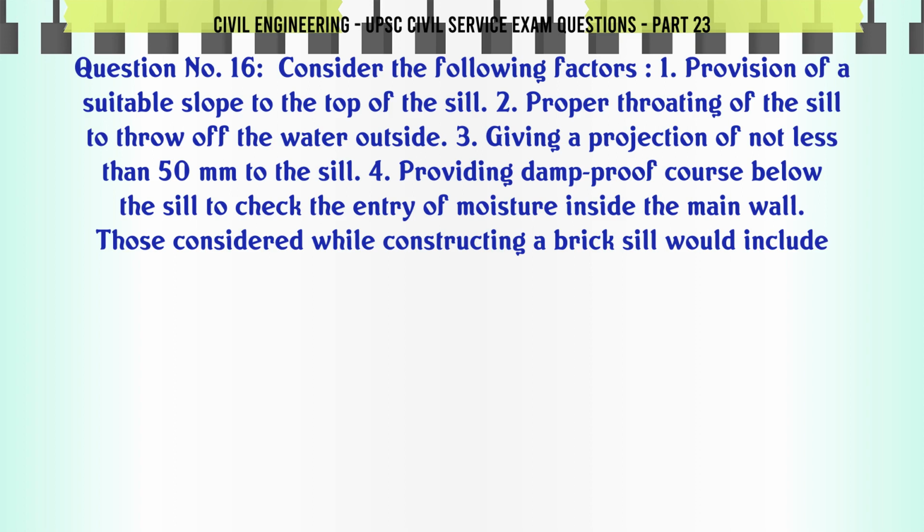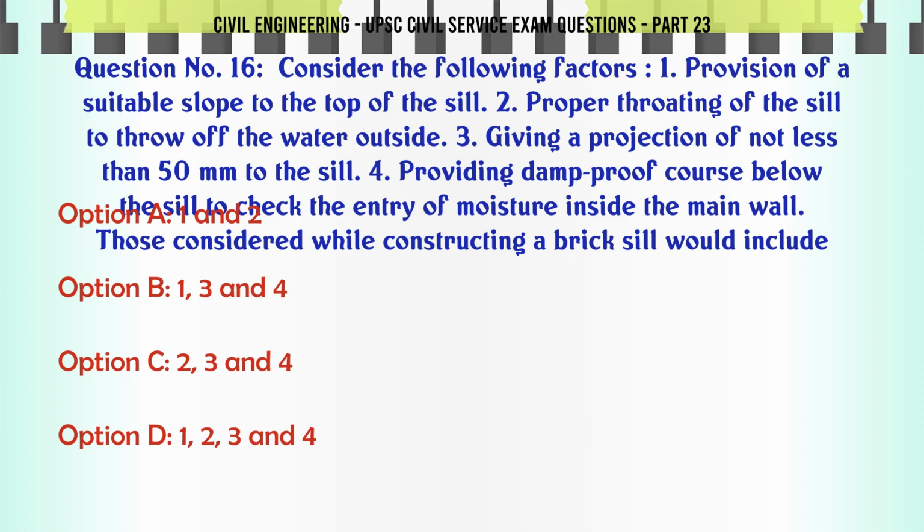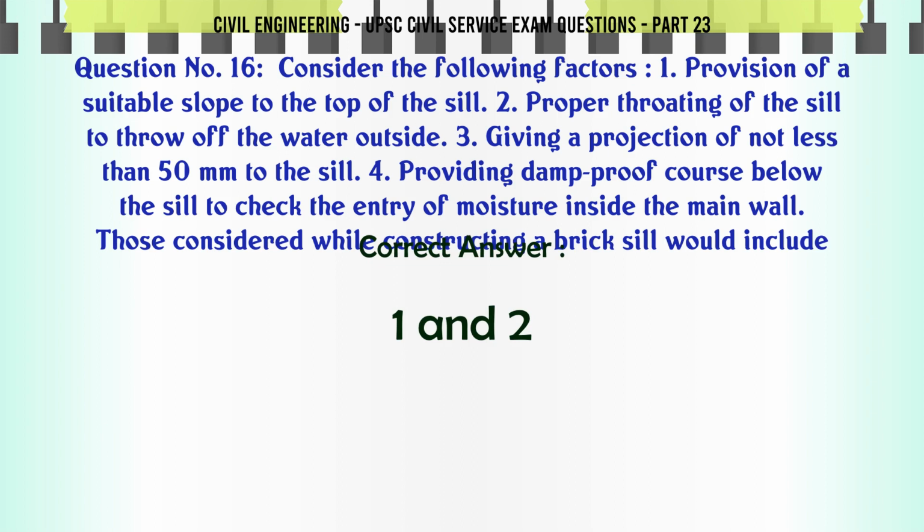Consider the following factors. 1. Provision of a suitable slope to the top of the sill. 2. Proper throating of the sill to throw off the water outside. 3. Giving a projection of not less than 50 mm to the sill. 4. Providing damp-proof course below the sill to check the entry of moisture inside the main wall. Those considered while constructing a brick sill would include A. 1 and 2, B. 1, 3 and 4, C. 2, 3 and 4, D. 1, 2, 3 and 4. The correct answer is 1 and 2.